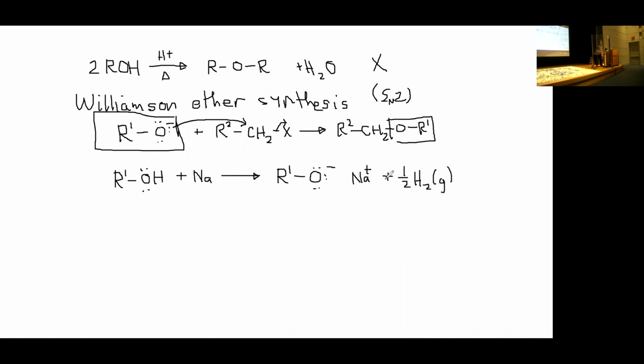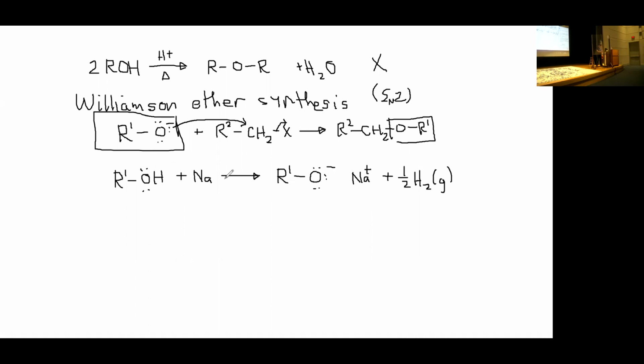So that's where the fire comes from, right? Hydrogen is very, very flammable. And now I know some Gen Chem professors don't like fractional coefficients. I think they're fine. I see nothing wrong with an occasional simple fraction like that. But if you wanted to say 2 R1OH plus 2 Na gives 2 of these, 2 sodium ions and H2 gas, that's fine. I don't care which way you do that.